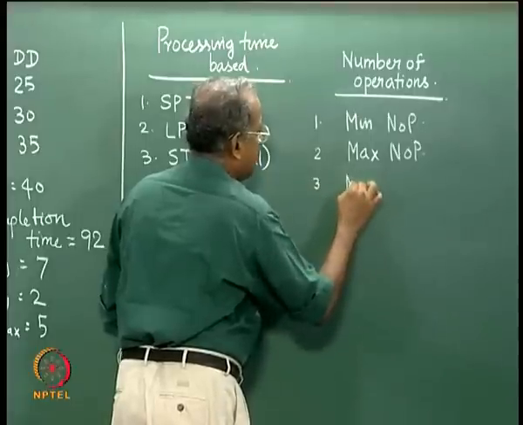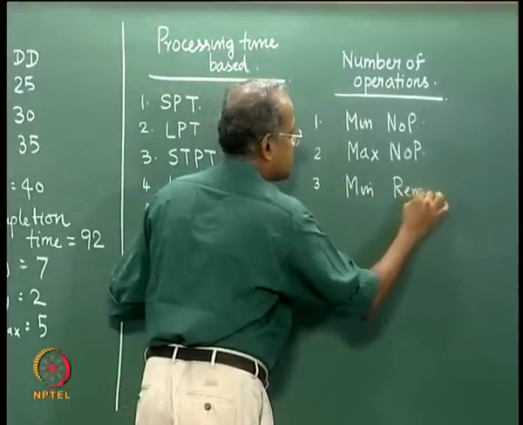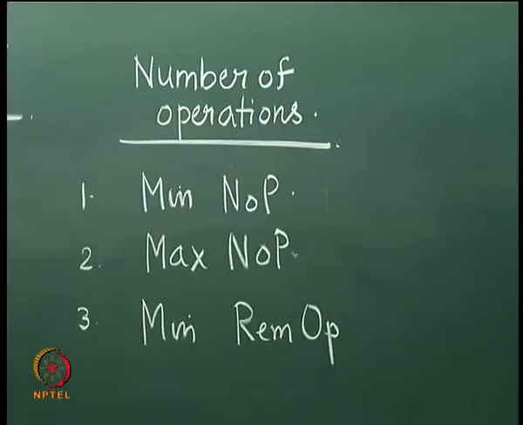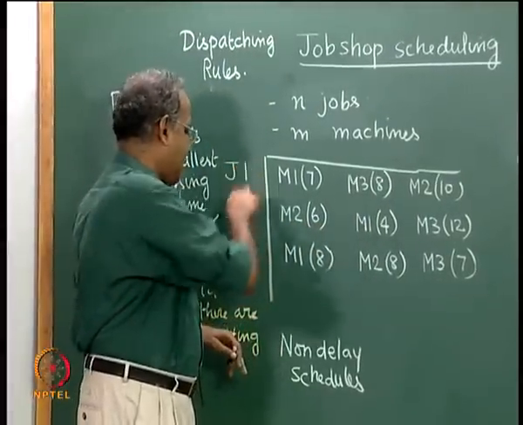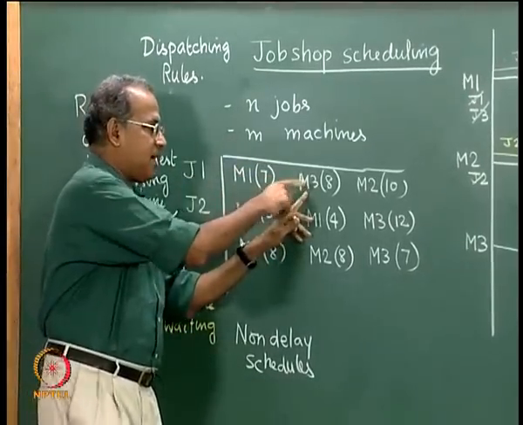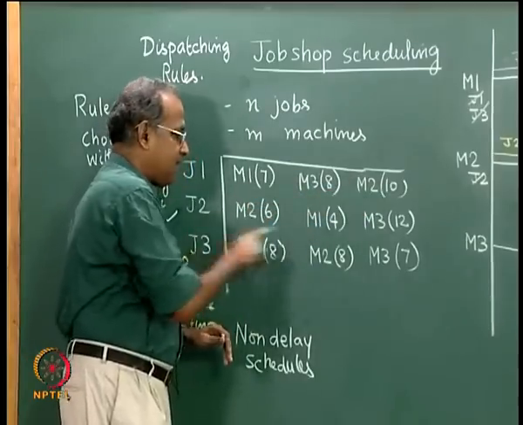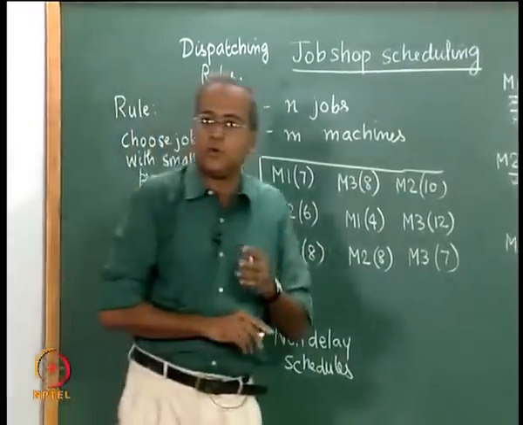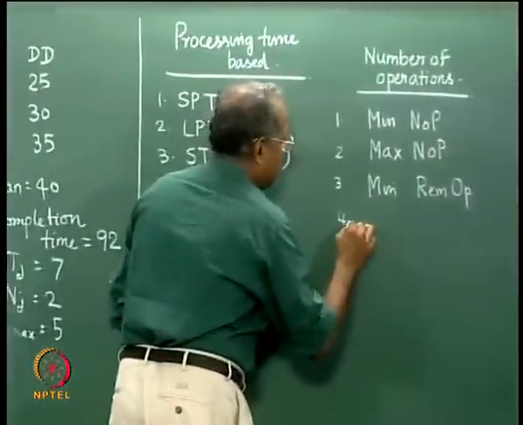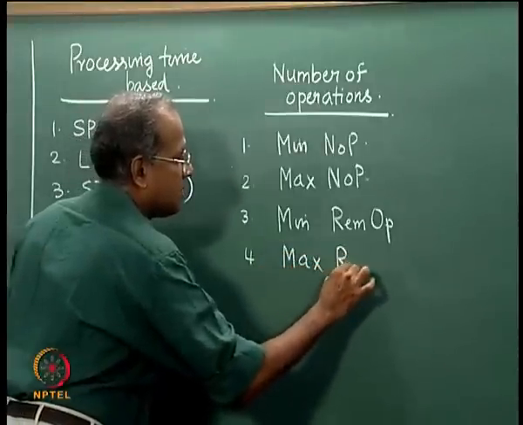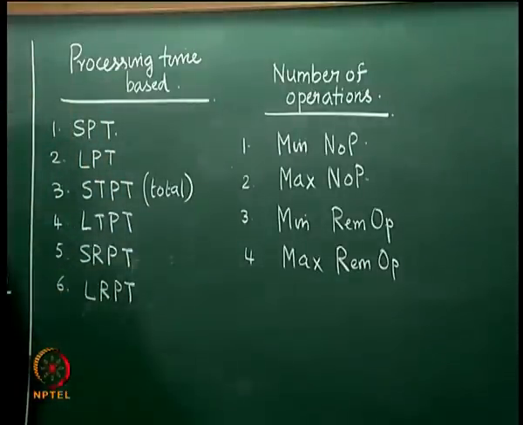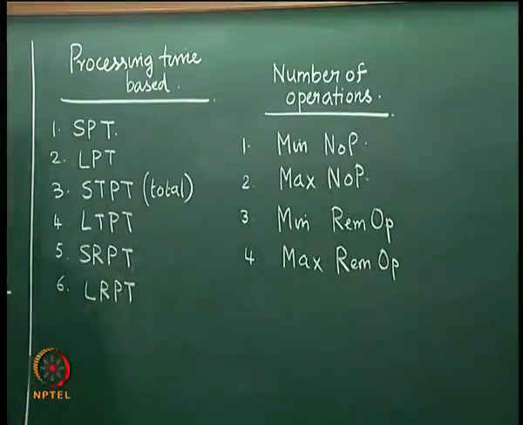Similarly, we could use minimum number of remaining operations. For example, when we went back to the earlier situation, when we are looking at visit of say J1 and J3 on M3, when J1 visits M3, it requires 2 more operations, whereas when J3 visits M3, it requires 1 more operation. So, you could look at minimum remaining number of operations and maximum remaining number of operations. These are not processing time based, but these are number of operations based methods.